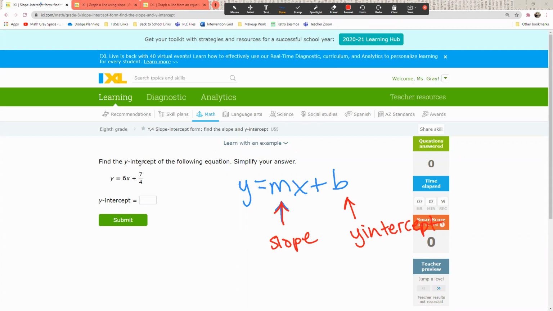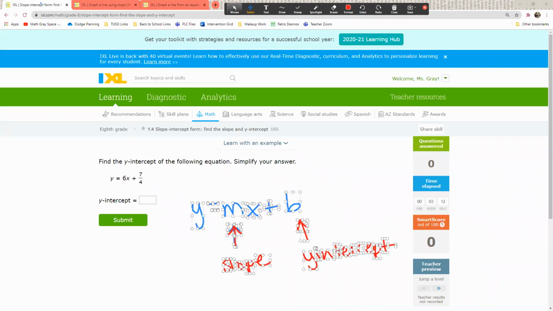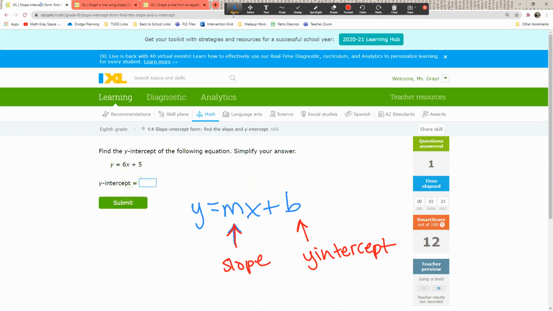So if I'm trying to find the y-intercept, I'm looking for the number here that's by itself. So that's what I'm trying to identify. I just want to make sure you really understand the difference between the two numbers, not really much calculation or anything like that. So the number that's alone is 7/4, which I just typed in.